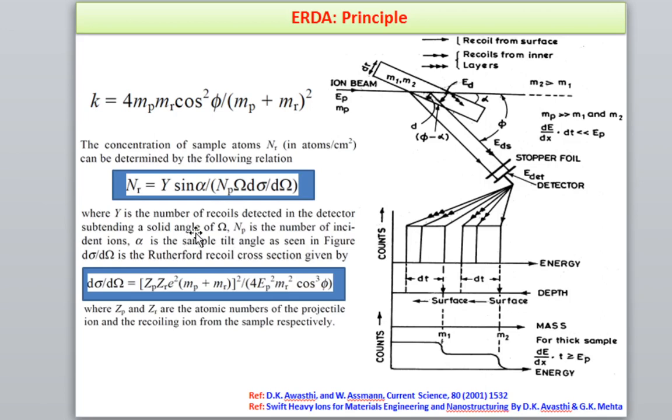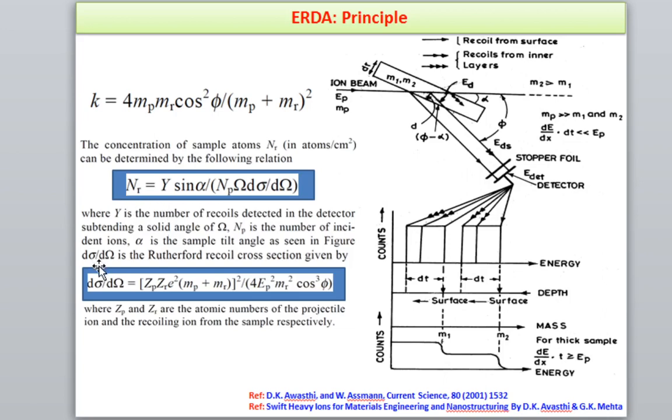This Rutherford scattering cross section basically decides the probability of collision of the two particles. We have already seen this. So d sigma upon d omega can be written as Zp into Zr E square upon MP upon MR square divided by 4 EP square MR cos square phi. This is in the case of recoil. Obviously, if d sigma upon d omega is larger, NR will be larger, which means the scattering cross section should be larger.